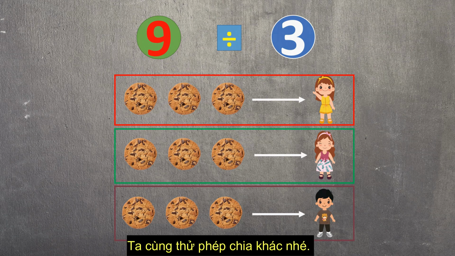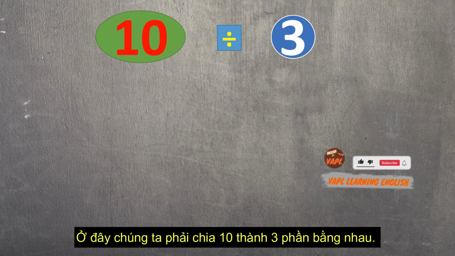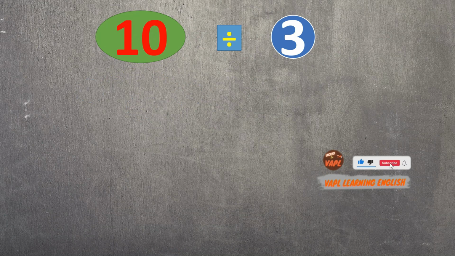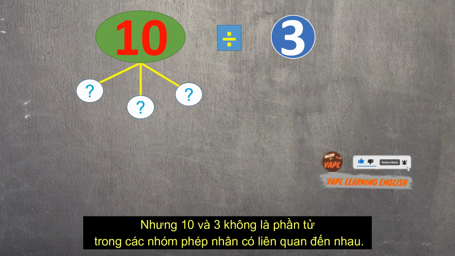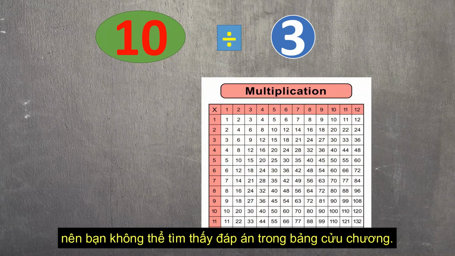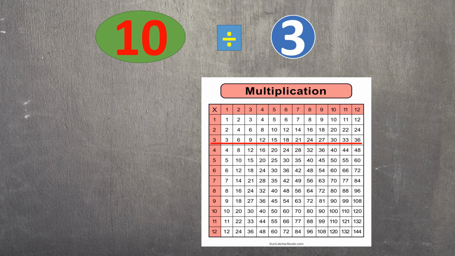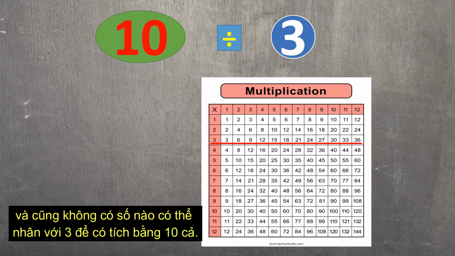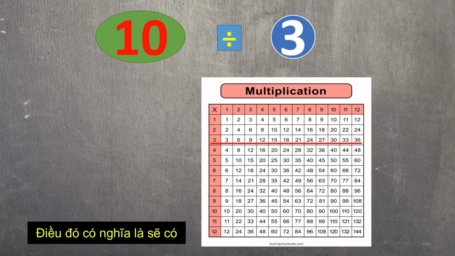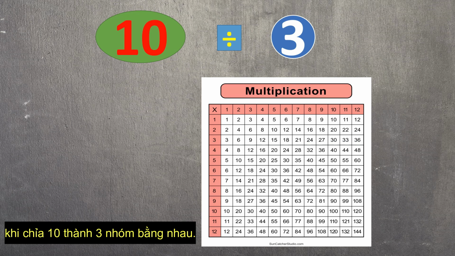Let's try another division. 10 divided by 3. This would be a little bit tricky. We have to split up 10 into 3 equal groups. But 10 and 3 aren't parts of a fact family, so you can't find the answer on the multiplication table. That's because 10 is not a multiple of 3. And there are no numbers that you can multiply 3 with to have the product of 10. That means there will be something left over when dividing 10 into 3 equal groups.